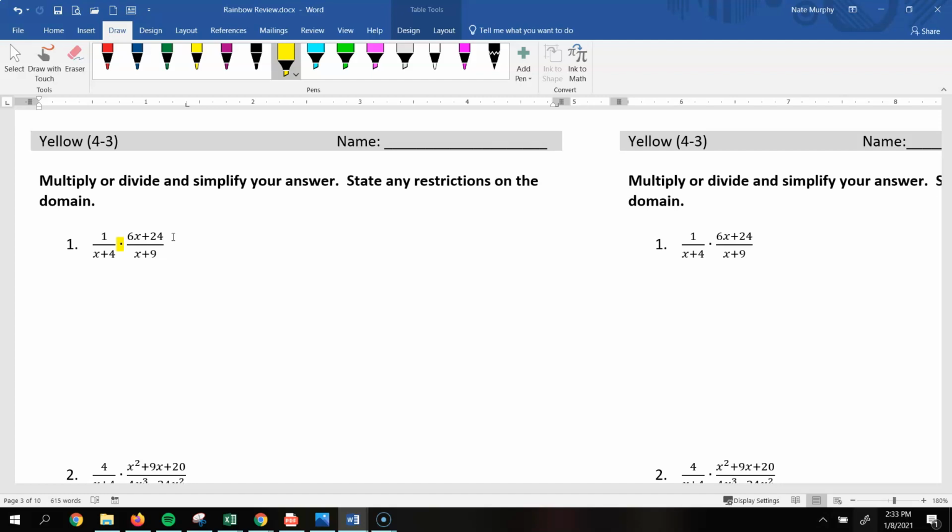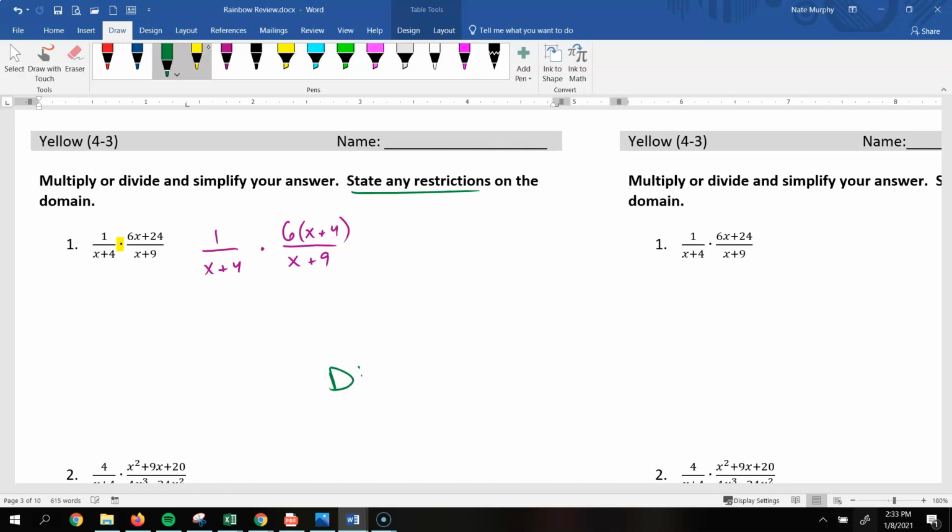So this first one we're multiplying, and so the first step is to make sure that we have everything in factored form. There's nothing I can do with the first fraction, so we'll have 1 over x plus 4. But that second fraction, that numerator, we can simplify, because I see that 6 goes into both 6 and 24 evenly. Before we actually multiply those together, I like to look to see if we need to state any restrictions in our domain.